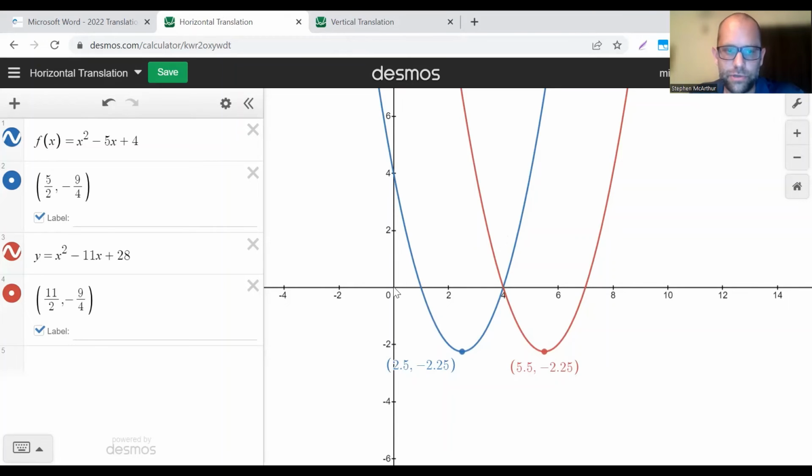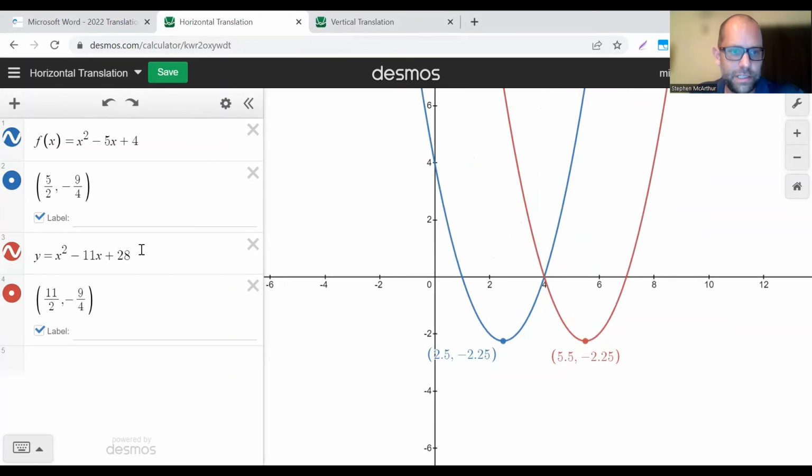I'll quickly do, so your function is this one. That's better. Your function is this one here, and this one here is the original one, 3 units to the right.